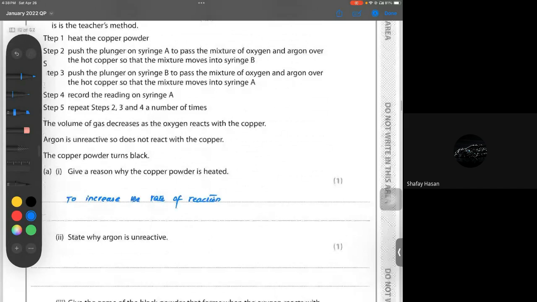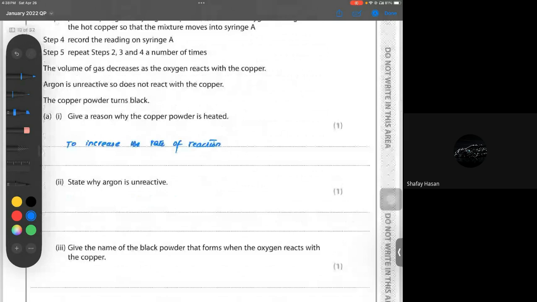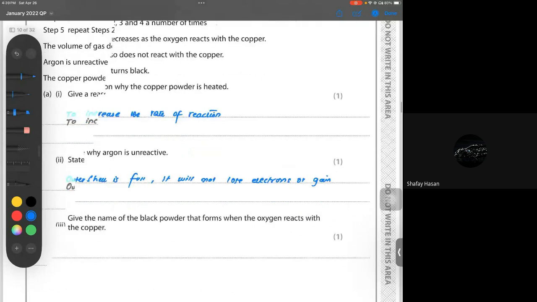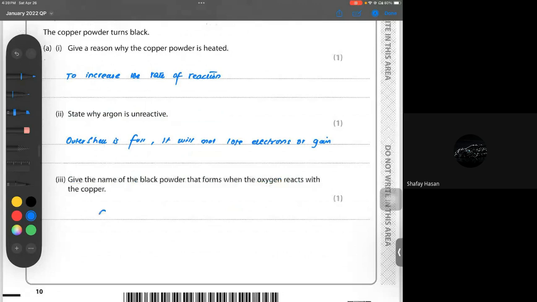State why argon is unreactive. Because its outer shell is full. It will not lose electrons or gain electrons. Give the name of the black powder that forms when the oxygen reacts with copper. Of course, copper oxide.